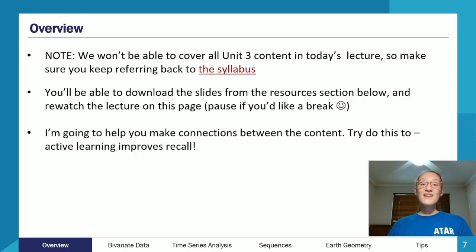And again, my approach for today is I want to try and help you make as many connections between different content as possible, because that active learning is really helpful in improving recall. So as you're watching, I'd love you to be as actively engaged as possible, whether that's chucking questions in the live chat. If we have a practice question, you're more than welcome to try and work it out as we go, or pause the video to engage with that.